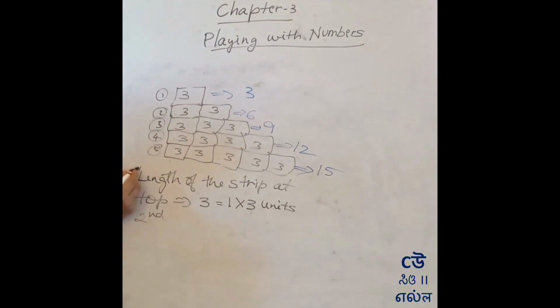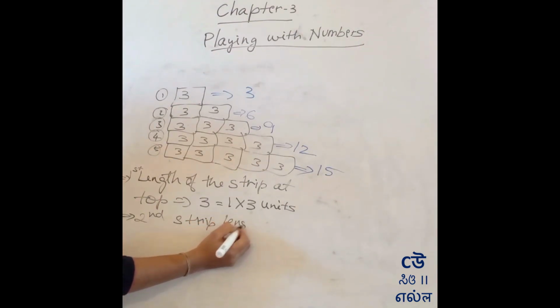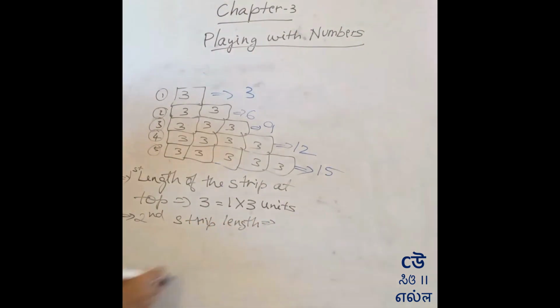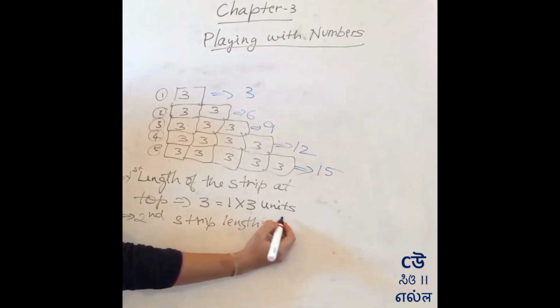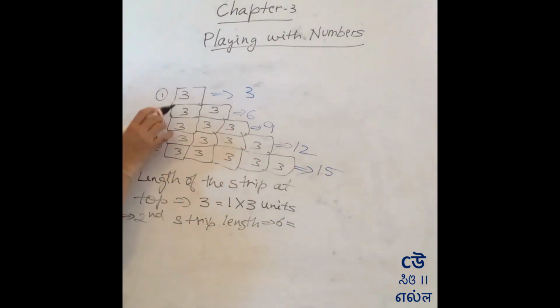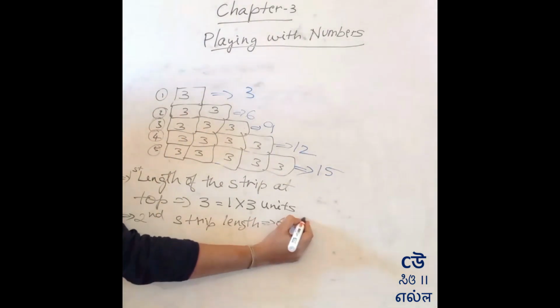This is first step. Next, in second step, length is how much? 6. So how did you get 6? How many strips do you have? 1, 2. 2 strips you have.